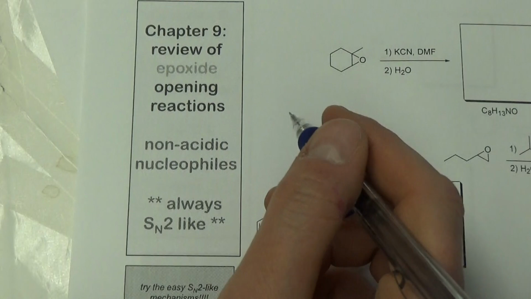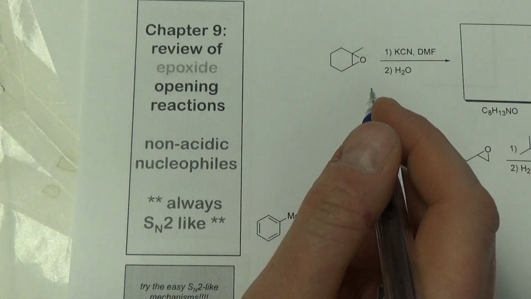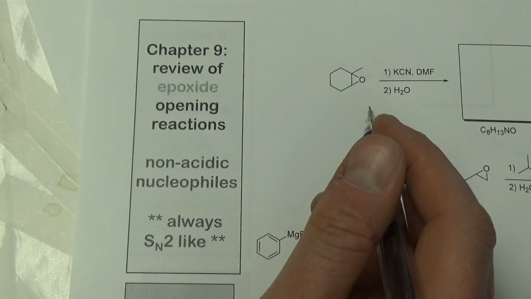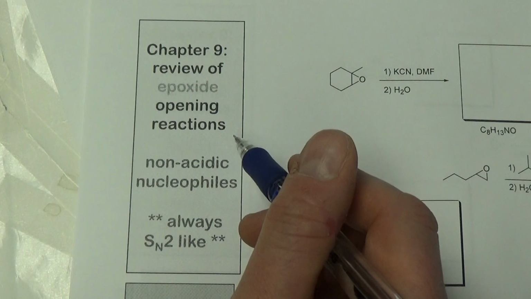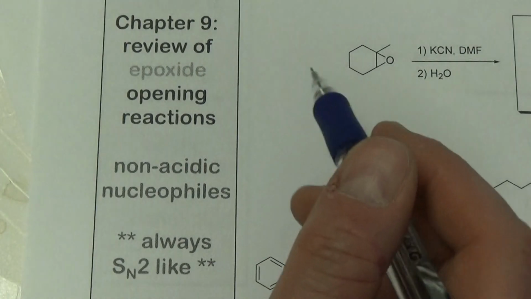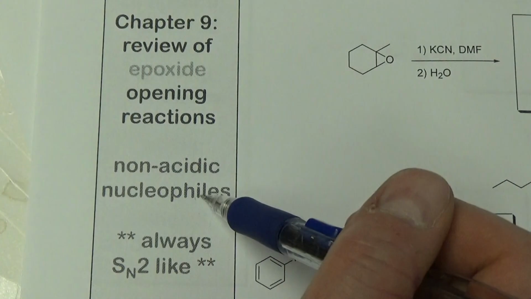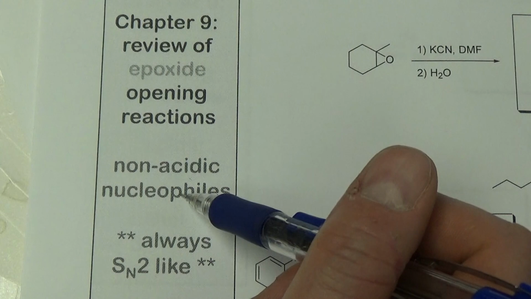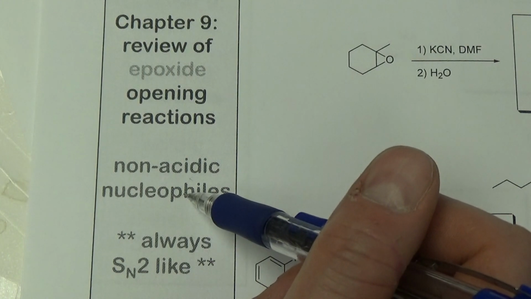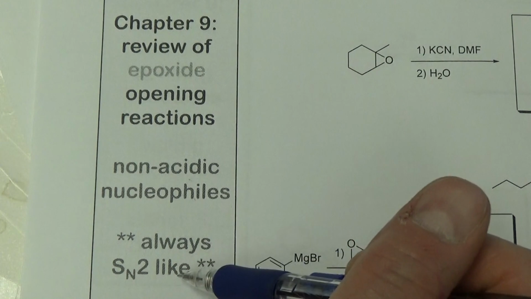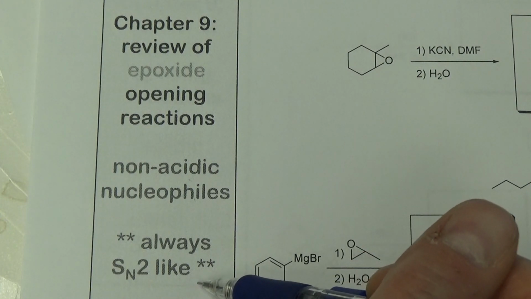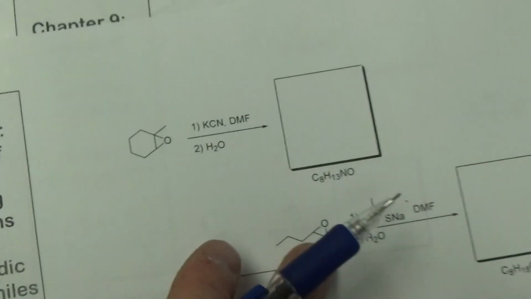Okay, so next we're going to move to epoxides. It's nice to compare epoxides and ethers, and the cleavage of an ether versus the opening of an epoxide. Now, if it's a non-acidic nucleophile, which typically is basic, but not always basic, the point is it's not acidic, so it's not like HBr. It's always SN2-like. And that means the nucleophile will always go to the least hindered side. Okay, so let's jump in.